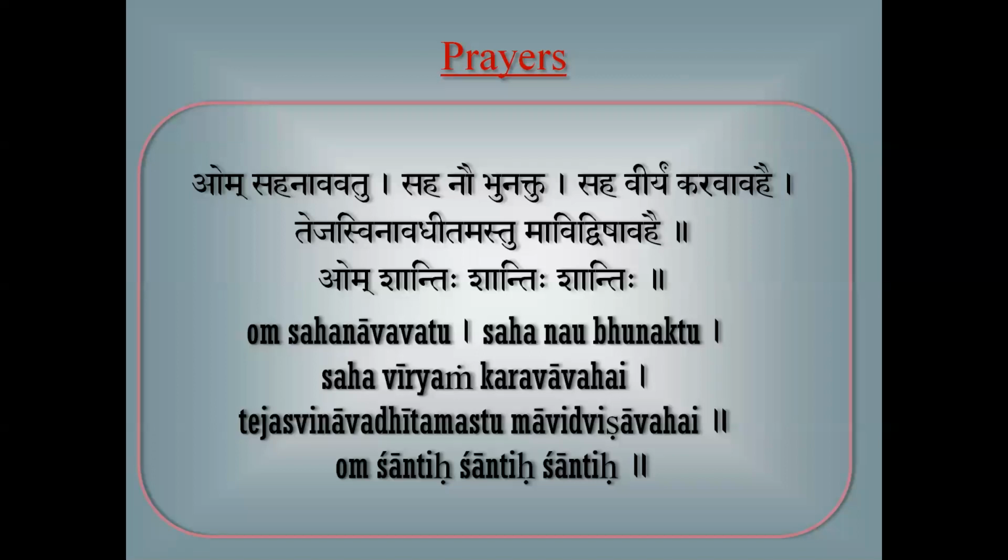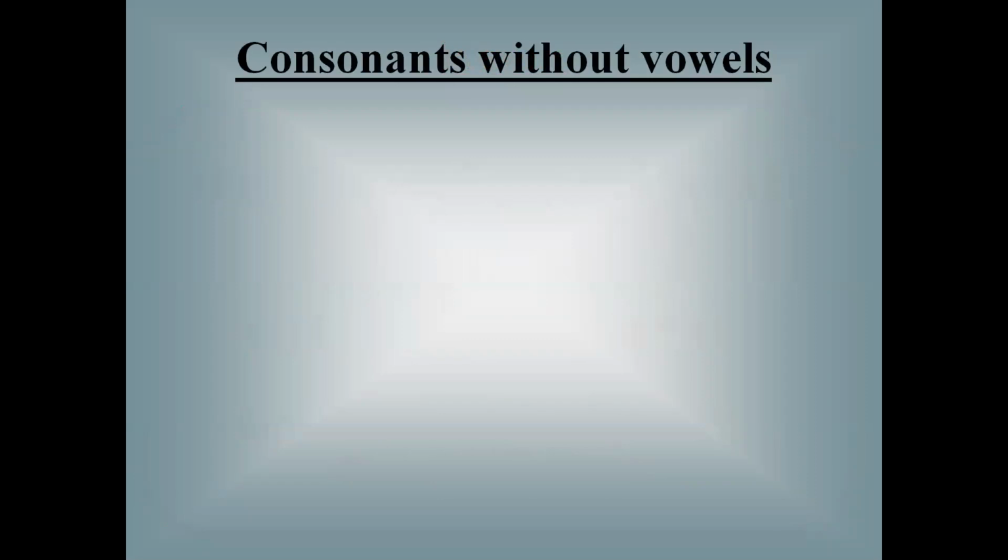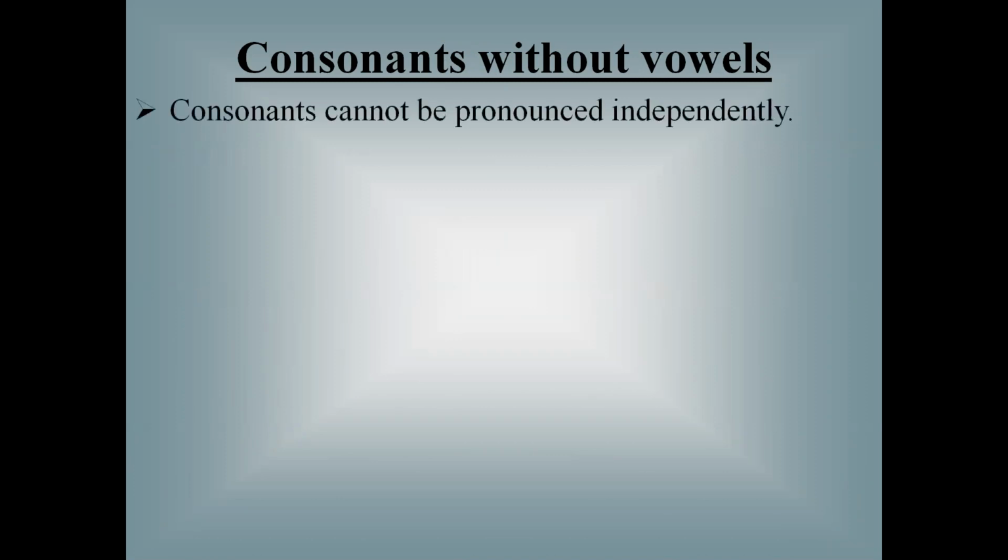After the vowels and the consonants, now we are looking into the consonant-vowel combination. All the 33 consonants now can combine with 13 vowels. And the resultant combination of the consonant plus the vowel will be represented by the vowel sign. That is called Gunitaksharani.